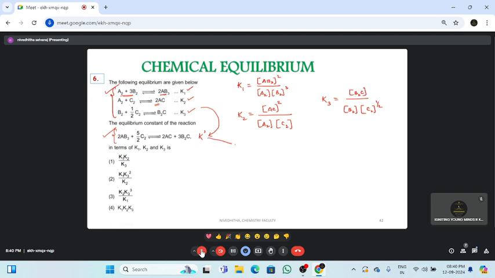Now we have to write the expression for this reaction. So I'm going to represent this equilibrium constant as K prime. And what is the expression? Concentration of AC power 2, concentration of B2C power 3, divided by concentration of AB3 power 2 and concentration of C2 power 5 by 2. So we have to write the proper relationship between K1, K2 and K3 to come up with the expression of K prime.